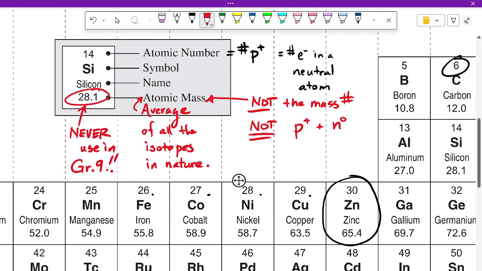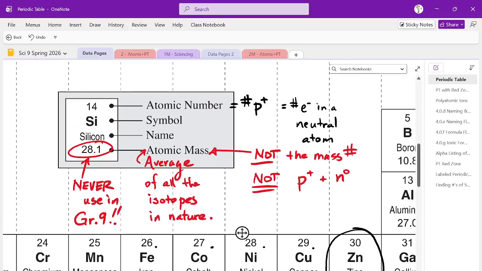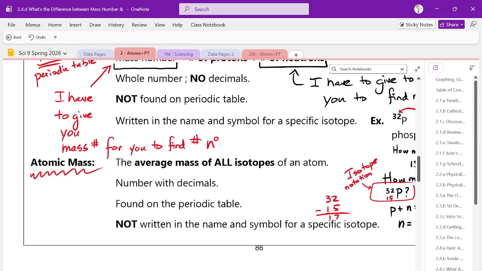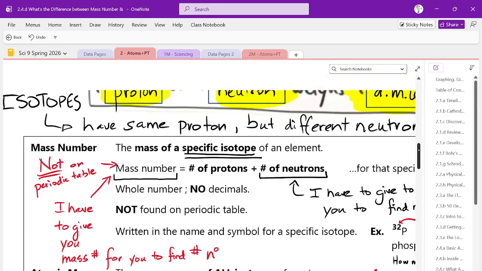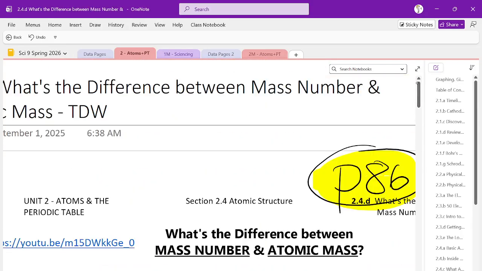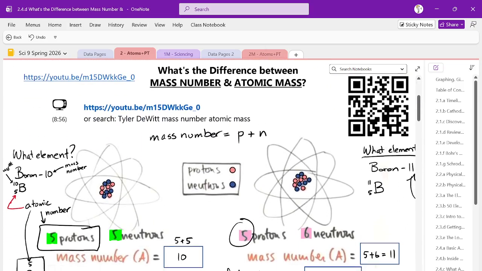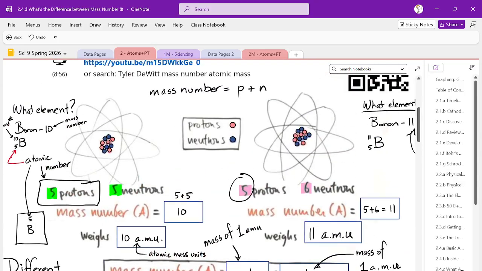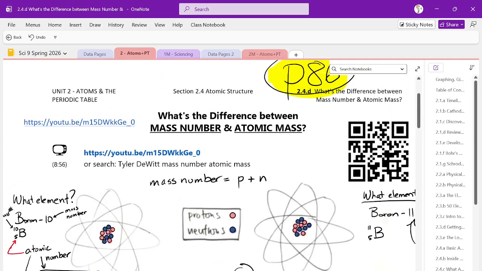All right. So let's just hang out with Tyler then and have him walk us through what is the difference between mass number and atomic mass, which is that number on the periodic table. He's going to tell us about the atomic mass. Okay? So let's go see what he has to say.